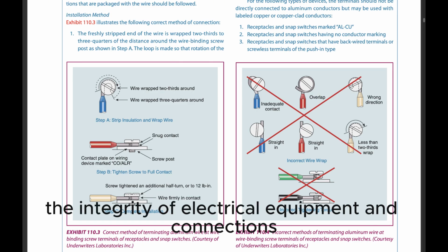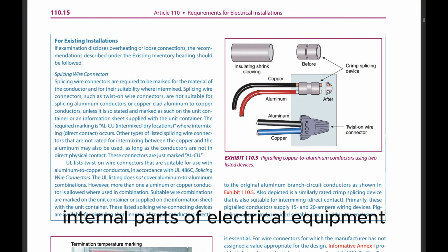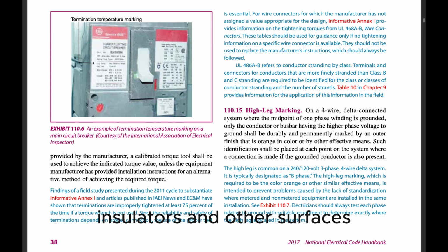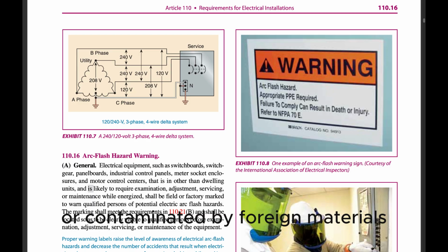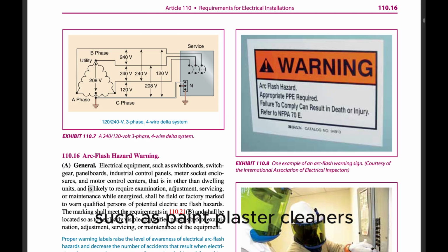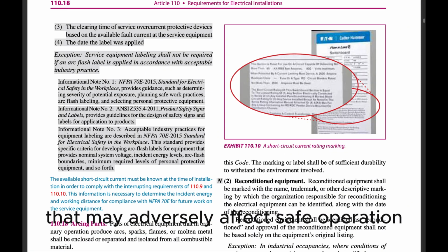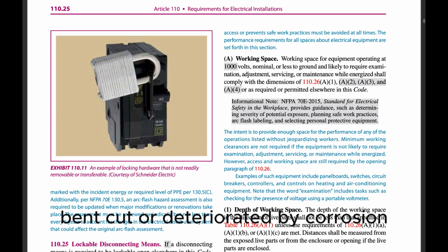B. Integrity of electrical equipment and connections. Internal parts of electrical equipment, including busbars, wiring terminals, insulators, and other surfaces, shall not be damaged or contaminated by foreign materials such as paint, plaster, cleaners, abrasives, or corrosive residues. There shall be no damaged parts that may adversely affect safe operation or mechanical strength of the equipment, such as parts that are broken, bent, cut, or deteriorated by corrosion, chemical action, or overheating.